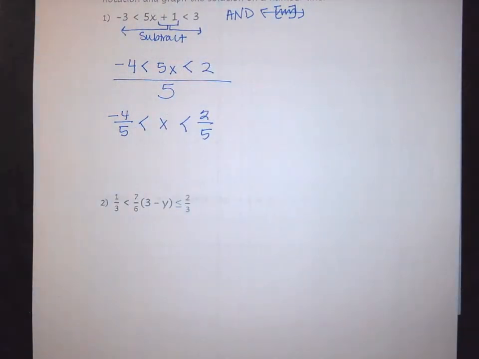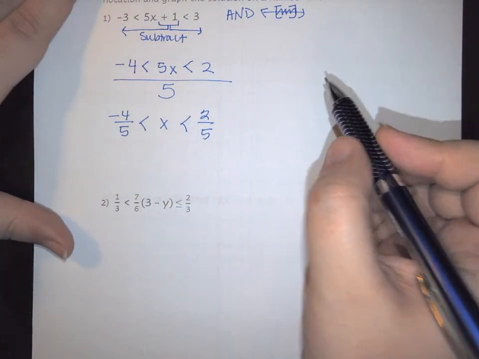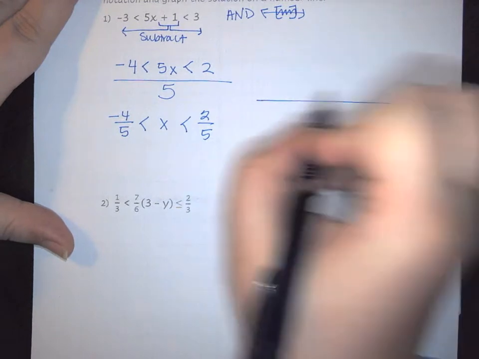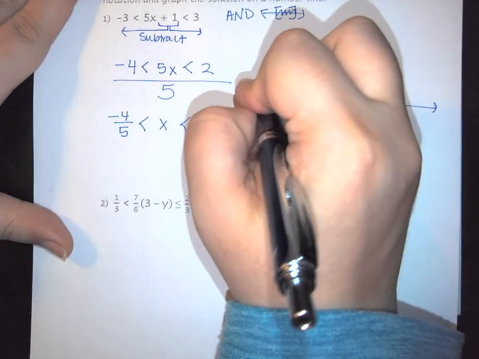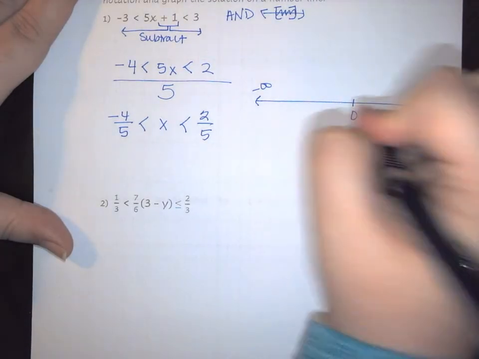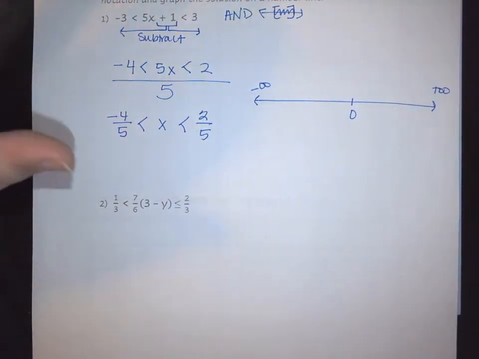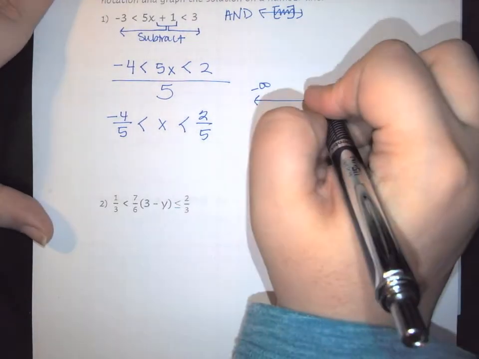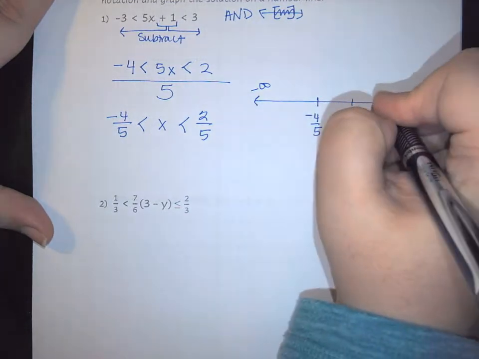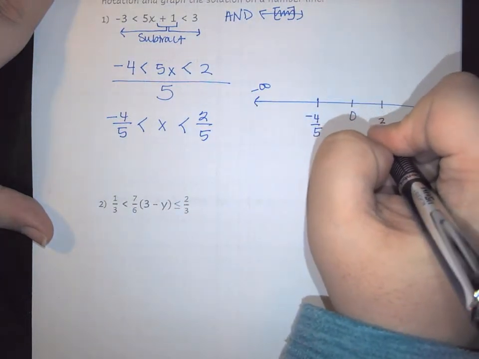Now the last thing you want to do, because I have fractions, is always look and see, can I reduce any? Well, in this case, no. So here, I'm going to go ahead and graph it. I'm going to draw out my number line here. I've got negative infinity to positive. I'm going to slap my 0 here in the center. I'm dealing with -4/5, and I'm dealing with 2/5.